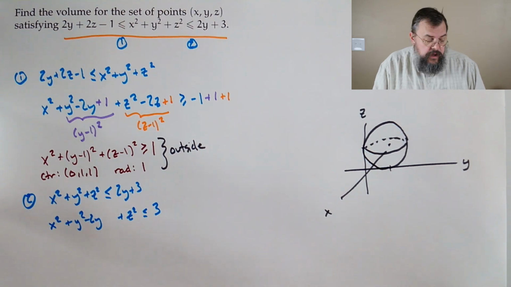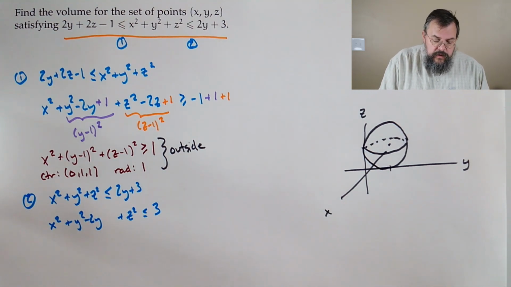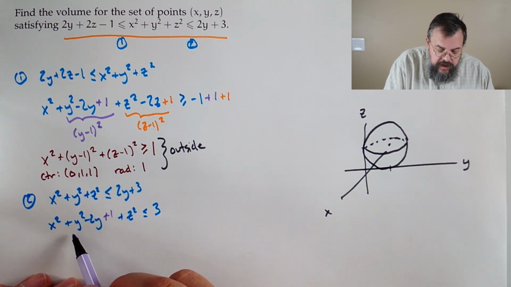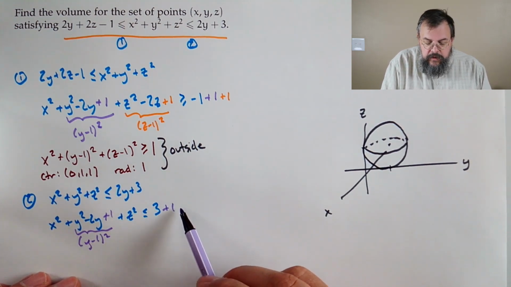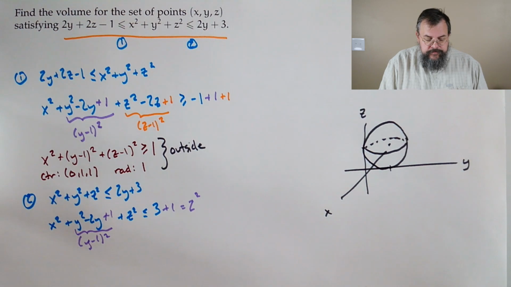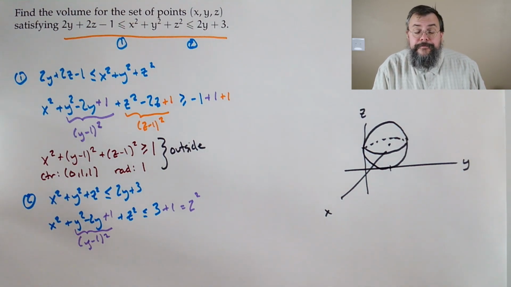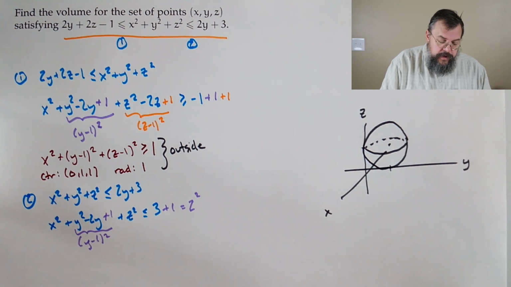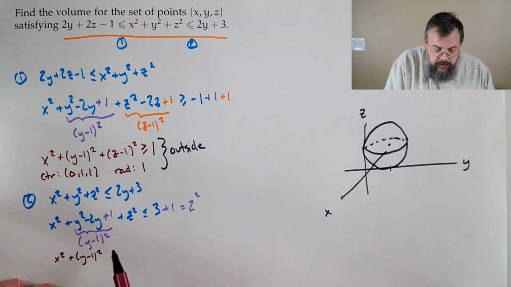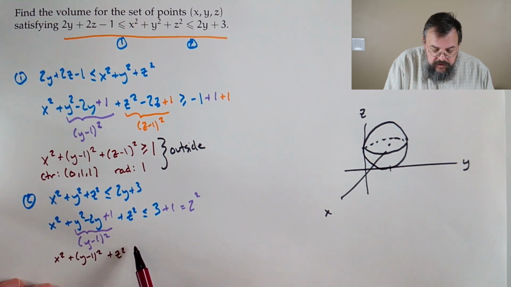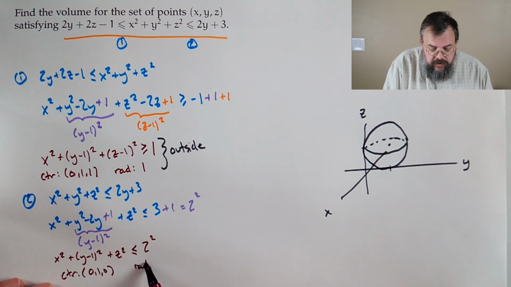And we complete the square. It's actually very similar to what happened before. You say, okay, we need to add 1 here to complete that square. So that's (y minus 1) squared. And we have to add 1 here. Of course, that's 4, which is really 2 squared. So what do we have? Okay, well, what we have is x squared plus (y minus 1) squared plus z squared is less than or equal to, pay attention to the inequality, 2 squared. So where's our center? It's at 0, 1, 0. What's our radius? It's 2.